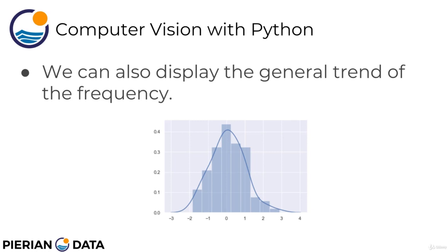Now you can also display this as a general trend by drawing what's known as a kernel density estimation plot. So instead of having those bins, what you can do is just draw a line that basically reflects the frequency distribution of whatever x-axis you're trying to understand.